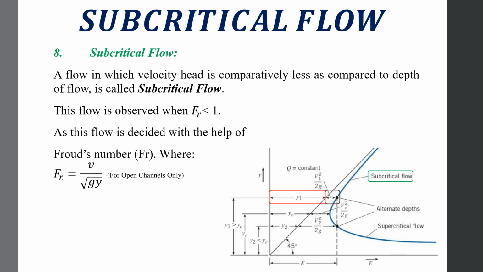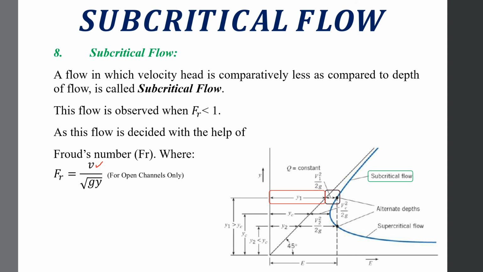So what is V here? V is the velocity of flow. G is the gravitational acceleration. Its value is generally taken as 10 meter per second square. And Y is the depth of water for open channel flows.